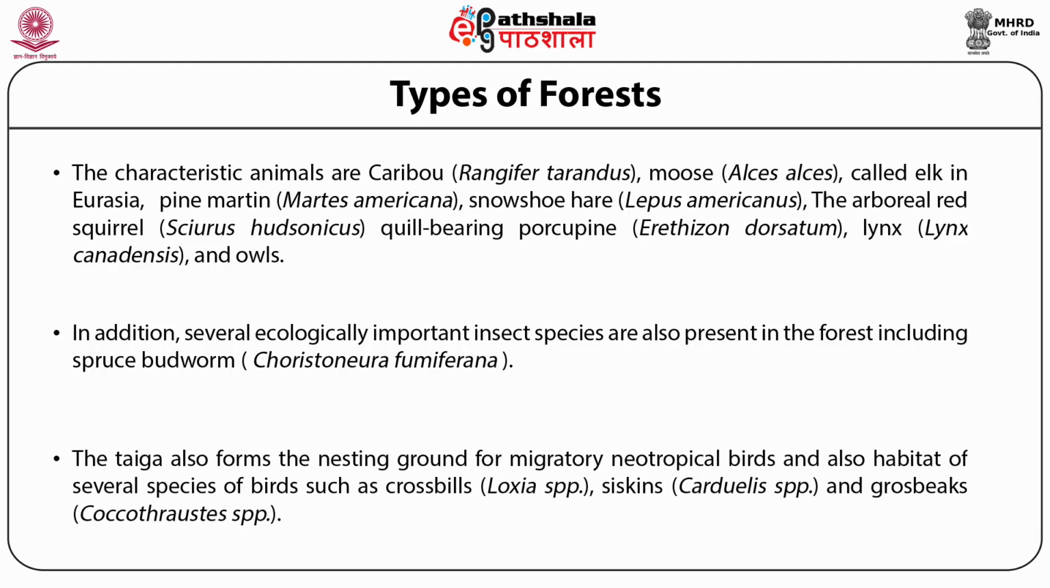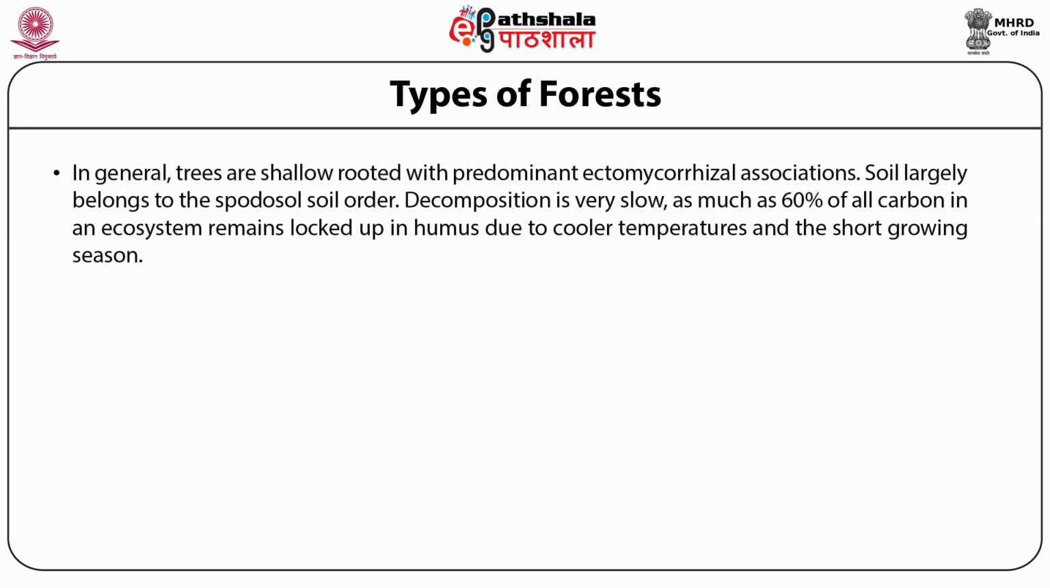The taiga also forms the nesting ground for migratory neotropical birds and is also habitat of several species of birds such as crossbills, siskins, and grosbeaks. In general, trees are shallow rooted with predominant ectomycorrhizal association. Soil largely belongs to the spodosol soil order.